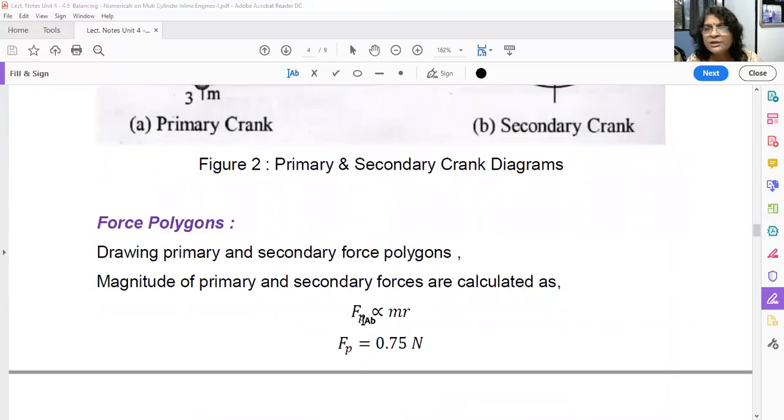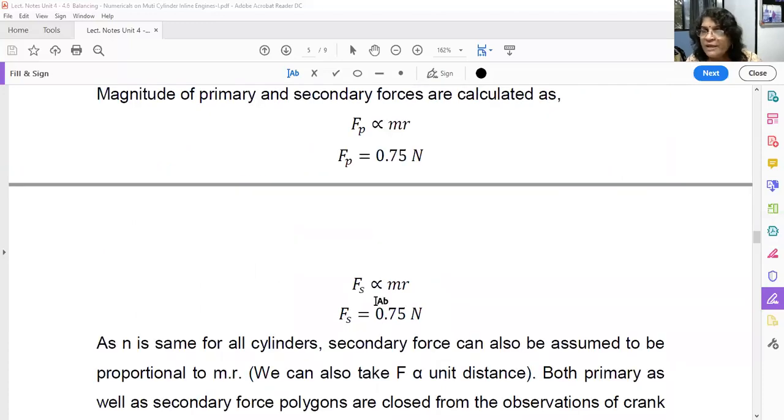So how to find out this magnitude? So Fp is proportional to m into r. We do not consider omega square here. Okay, so Fp is equal to 0.75 Newton. Similarly, Fs is also proportional to mr, secondary force. Okay, secondary force, because it is mr upon n. What is that? See, again I will repeat.